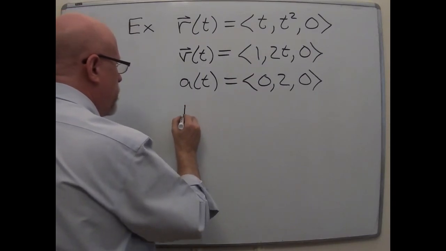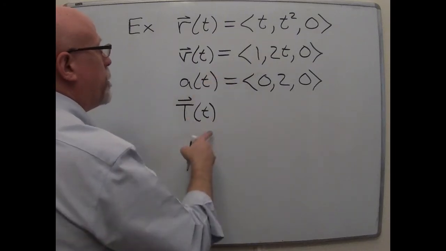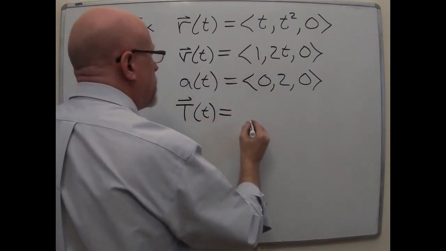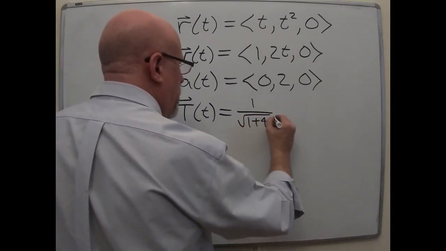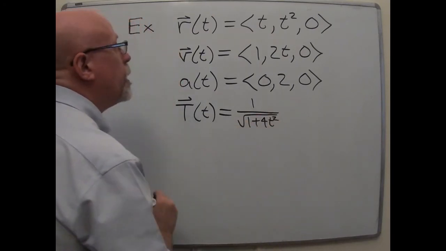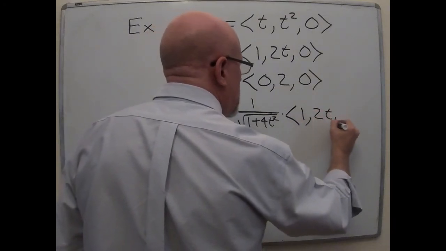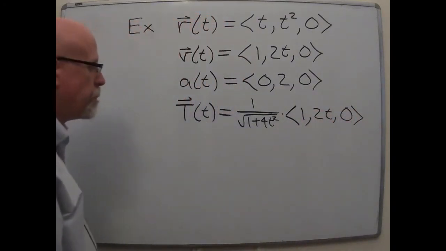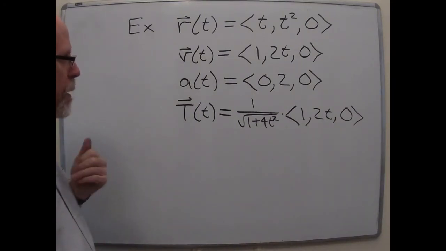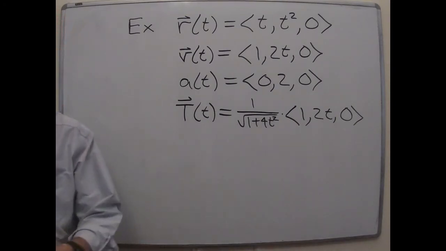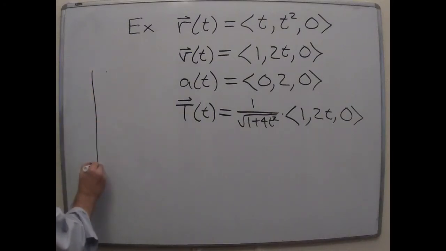Let's work out the tangent vector as a function of time. That's our velocity divided by the velocity's length, which is 1 over the square root of 1 plus 4t squared. Remember we got that in the last one, that's why I'm rushing it a bit, times the velocity, 1, 2t, 0. Now, the normal vector is a little hard to get at, but I'm going to do a quick cheat for us here, which is, think about it geometrically.